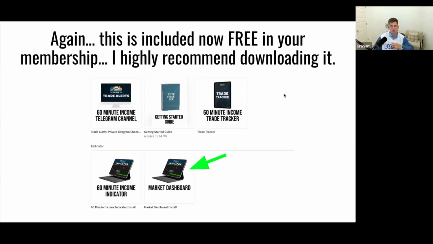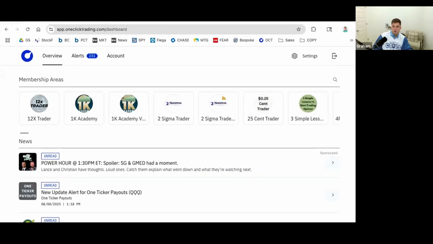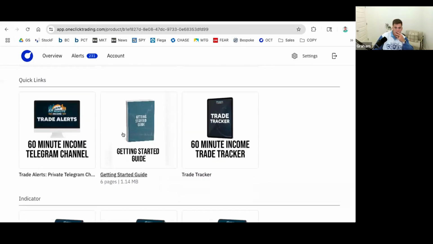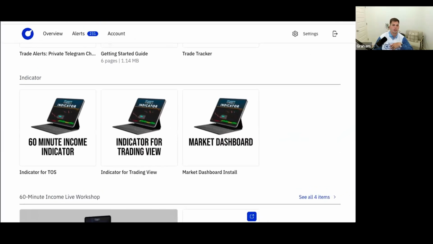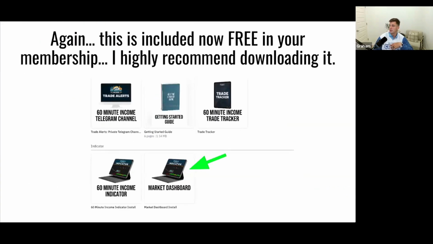It is in the members portal. So if you go to the one-click trading portal, pulled up over here. All right, one-click trading portal. Let me go to 60-minute income. Scroll down, market dashboard, right there. I take bigger stakes when everything aligns. I also look at VIX and gold. There you go. So extra layers of confirmation allow you to be a little bit smarter with the trade. All right, so that is available for you in the members portal.